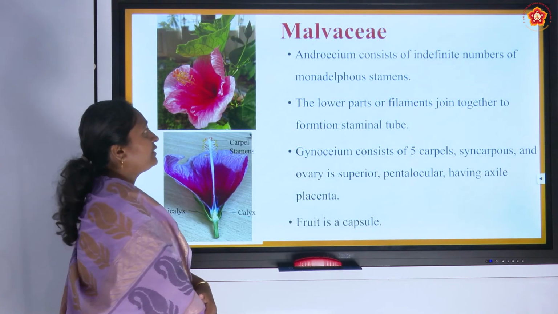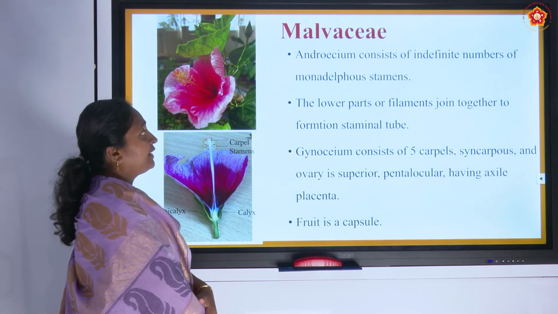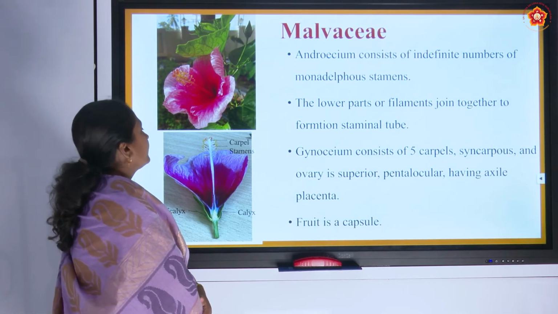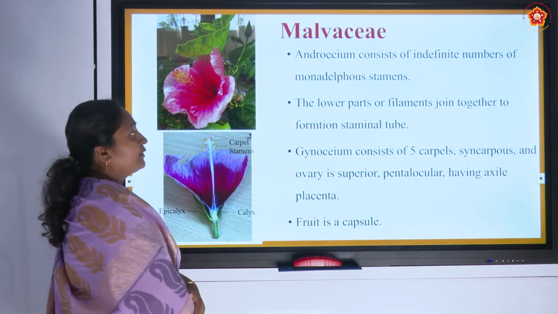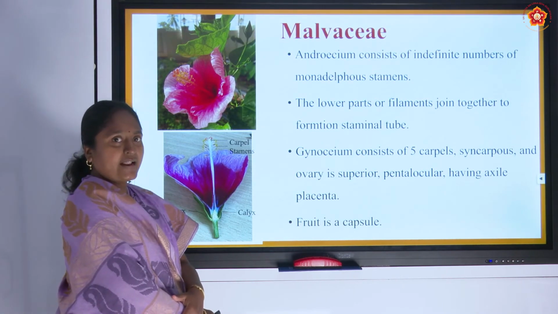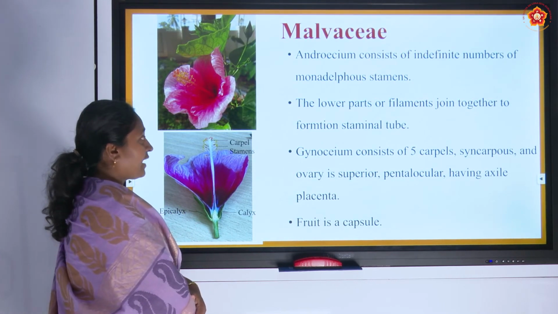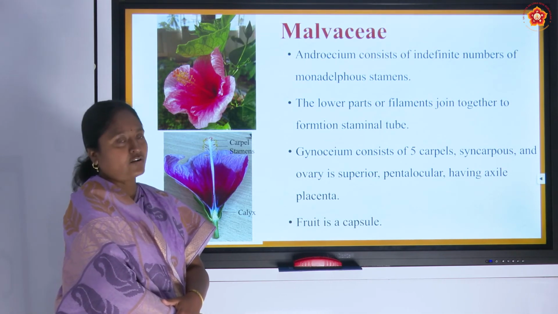Now we will see how the androecium is present. The androecium consists of an indefinite number of stamens. The stamens are present in the top part in a tubule-like structure, known as the staminal tube. On that we can see all the stamens attached with a small, very flexible tiny stalk.